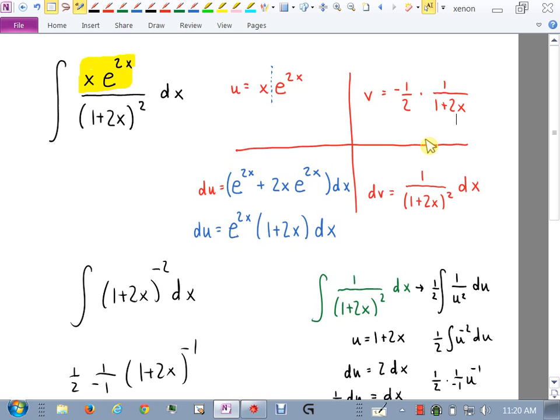And what's good about this? When I do my new integral, voodoo, right? V times du, this right here and this right here are going to cancel. And that's going to leave you with just the integral of e to the 2x dx, which you should be able to handle.